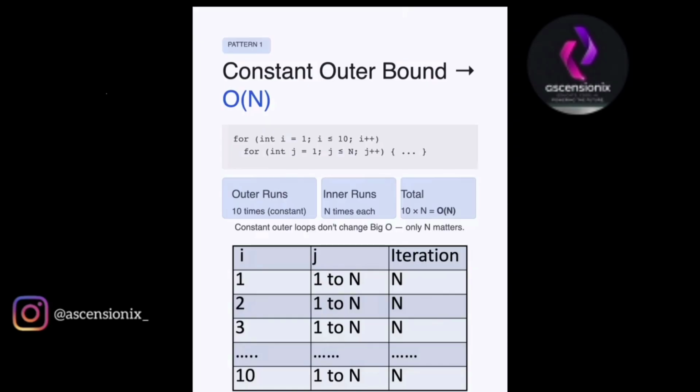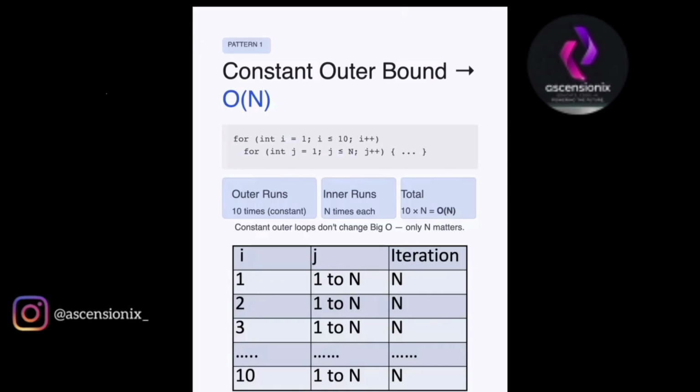The outer loop variable i goes from 1 to 10. For every single value of i, the inner loop starts at j equal to 1 and runs until j is less than or equal to n, which means it executes exactly n times. To find the total work done by this entire code block, we simply sum up the iterations in our third column.